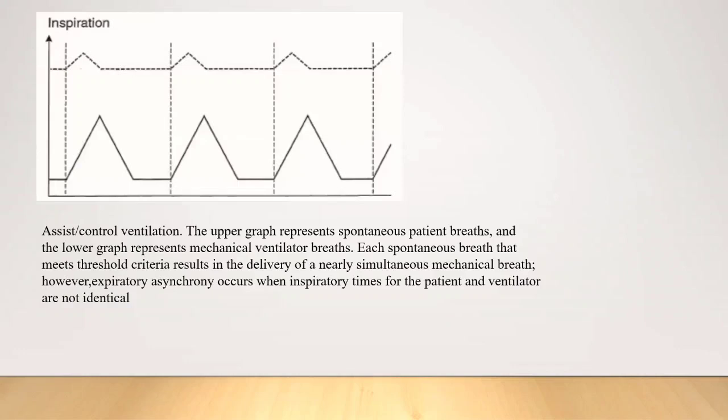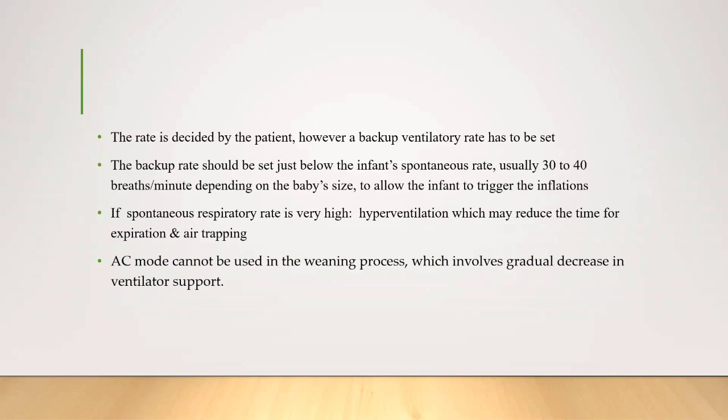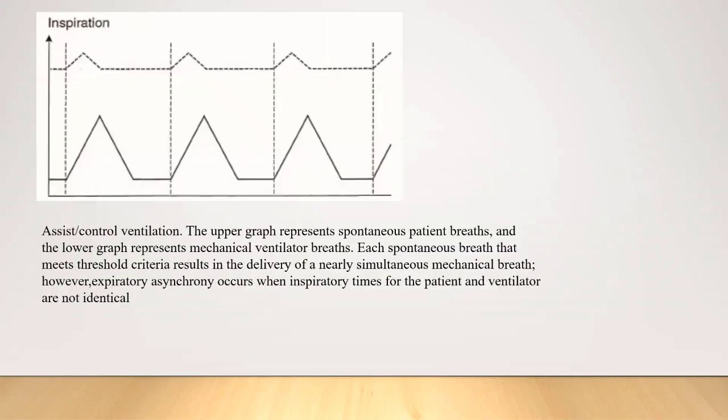The rate is decided by the patient, but we will set a backup rate. Backup rate should be set slightly below the patient rate. Okay, we'll see that figure, that it will be more clear. See, this is assist ventilation. The upper represents spontaneous patient breaths and the lower graph represents machine ventilator breaths.